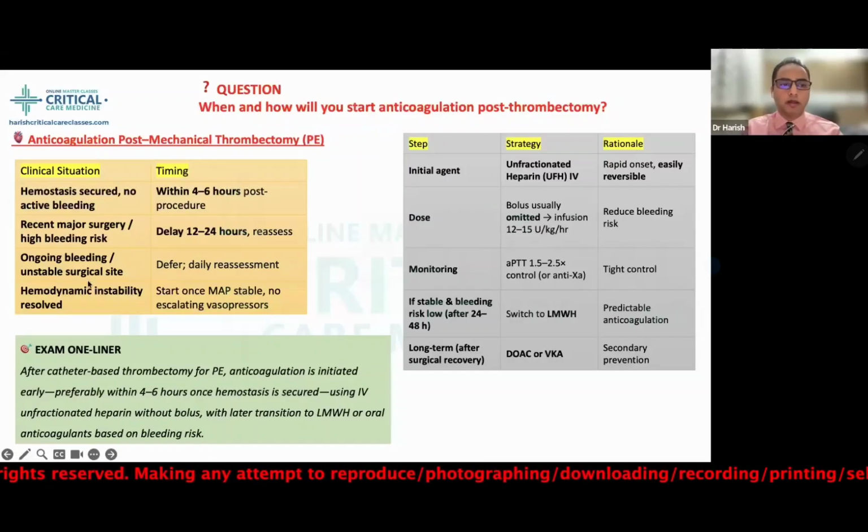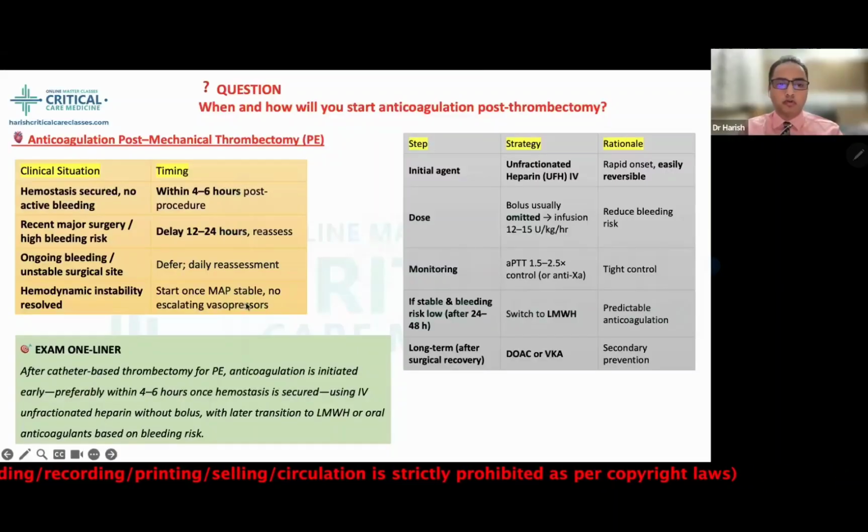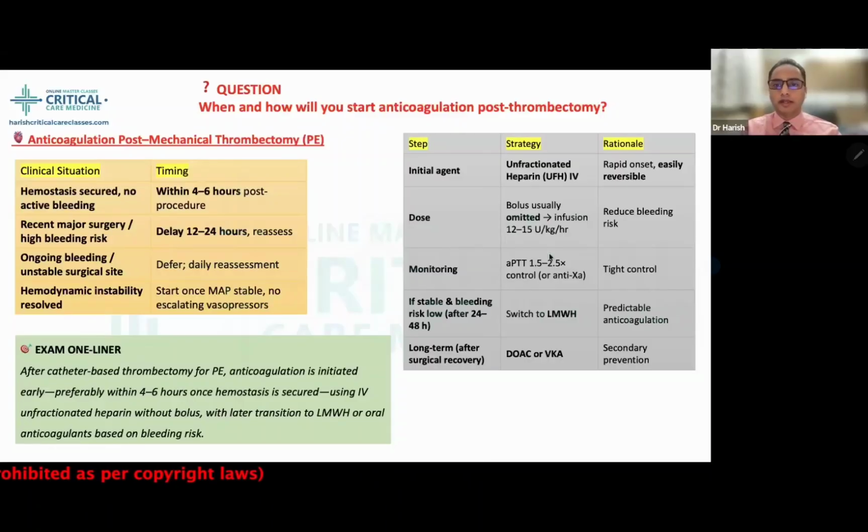If there is ongoing bleeding or unstable surgical site bleed, defer the anticoagulation and assess daily. Once hemodynamic instability is resolved, start once the MAP is stable and there is no escalating vasopressor requirement. Okay. So initial agent, again go for unfractionated heparin, which has a rapid onset, and we can reverse it also. Dose, again don't give a bolus, go for 12 to 15 units per kg per hour, which helps in reducing the bleeding risk.